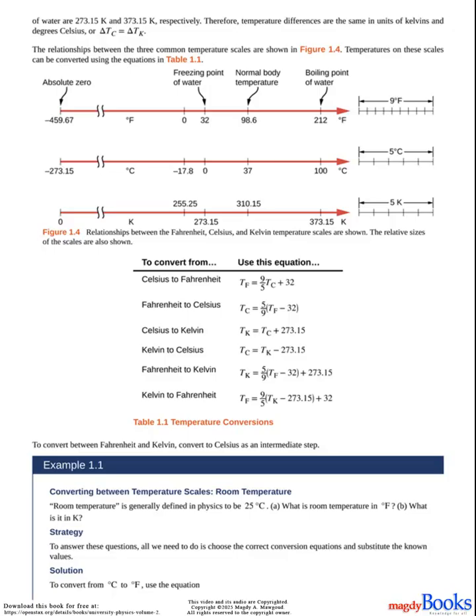Example 1.1. Converting between temperature scales. Room temperature. Room temperature is generally defined in physics to be 25 degrees Celsius. A. What is room temperature in degrees Fahrenheit? B. What is it in K? Strategy. To answer these questions, all we need to do is choose the correct conversion equations and substitute the known values. Solution. To convert from degrees Celsius to degrees Fahrenheit, use the equation.